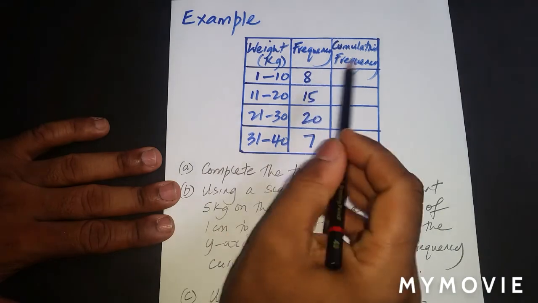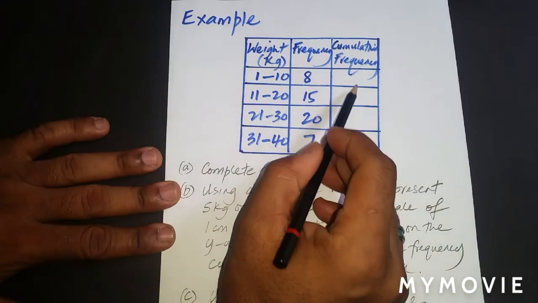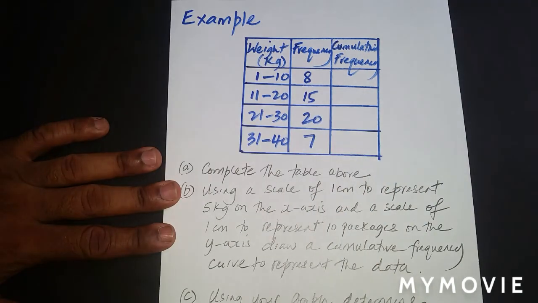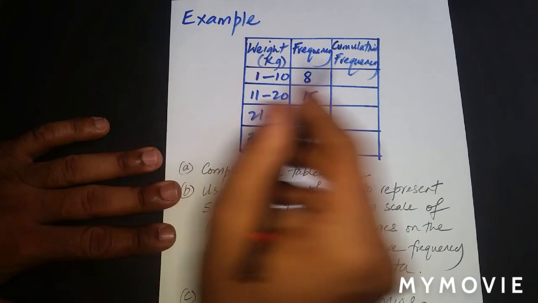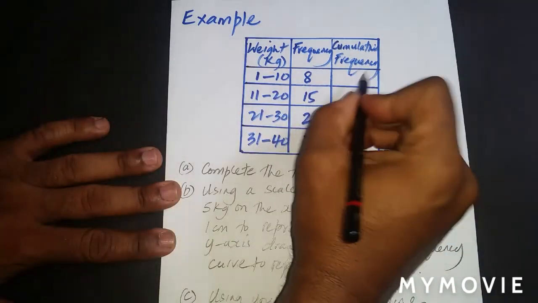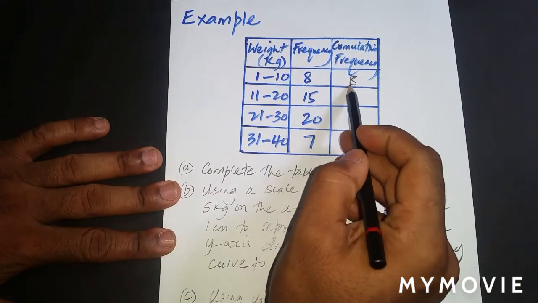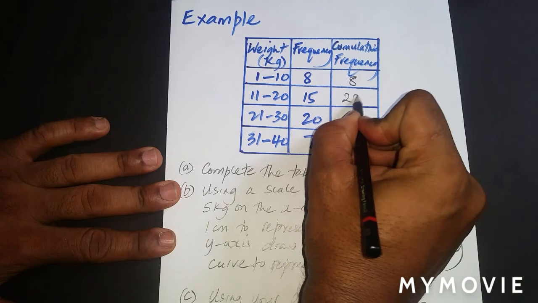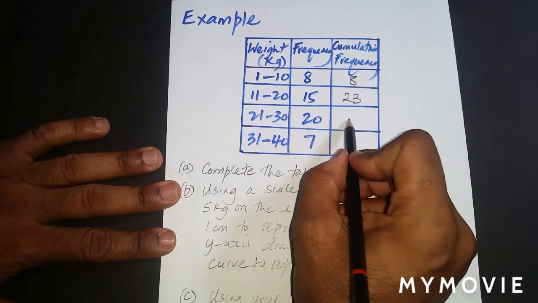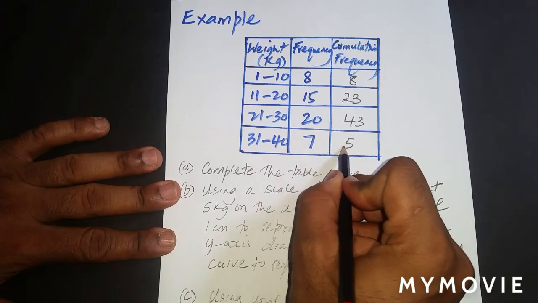Now we have cumulative frequency on the right hand side of the table, and this is a column that we need to complete the table. Now remember, with cumulative frequency, what we have to do is start with the same value that is here and then add this to this. So 8 plus 15 is 23, 23 plus 40 is 43, and 43 and 7 is 50.